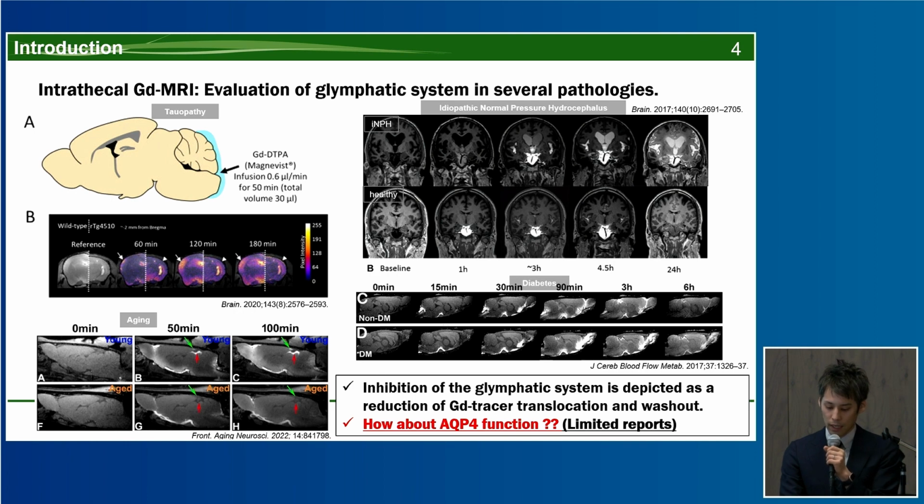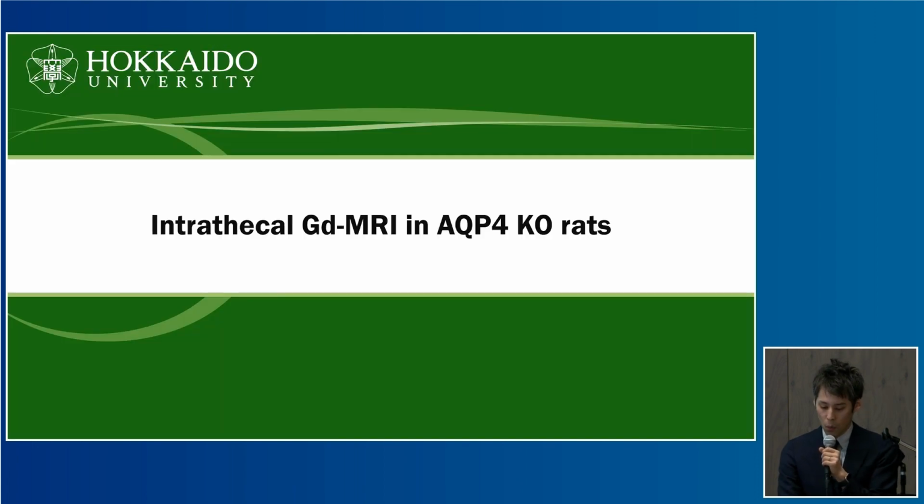As such, the inhibition of the glymphatic system is depicted as a reduction in tracer translocation into the brain parenchyma and washout. However, there are limited reports on the functional imaging analysis of AQP4, and there are uncertainties and a lack of consensus. Therefore, we initially performed the functional imaging of AQP4 using intracisternal gadolinium MRI in AQP4 knockout rats.